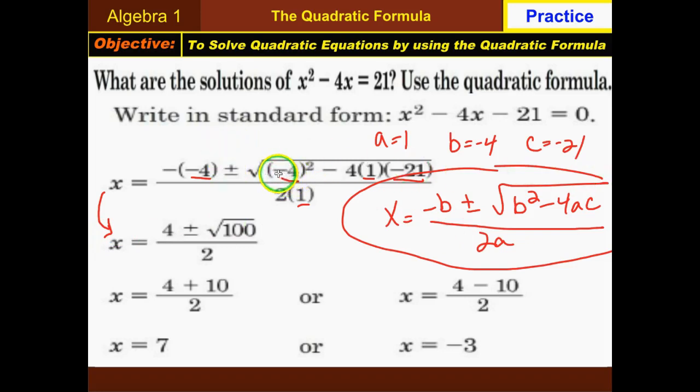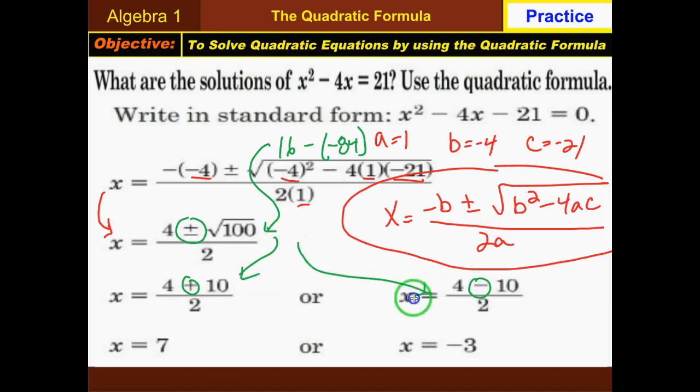-4 squared is 16. 4 times 1 is 4, times -21 is -84. So 16 minus a -84 is 100. All right? And square root of 100 is 10, and then we do plus or minus. So you can see here, plus or minus, we have our plus and we have our minus. That's why we have two separate equations from there.